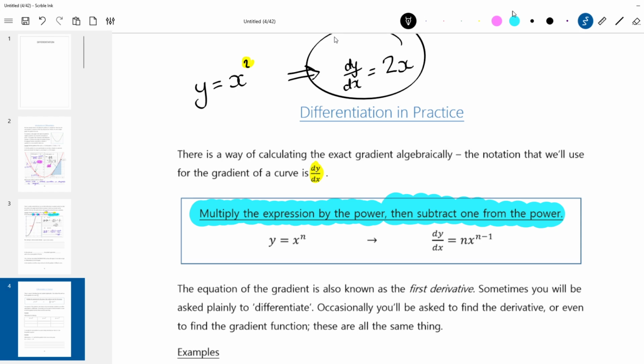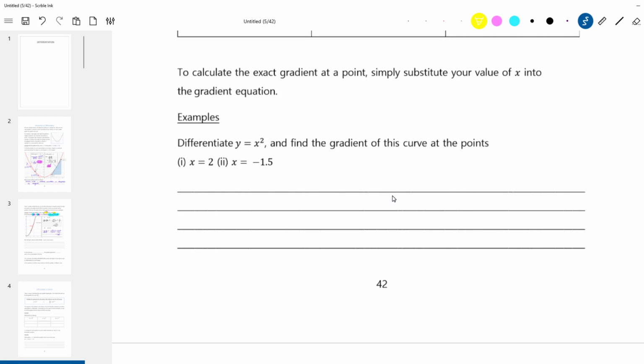dy dx is 2x. And if I want to work out the exact gradient at a certain point, I can just plug an x value straight in here, and then I'll know the gradient. So I'm just going to scroll down. Here's the problem here. So we've got dy dx. Again, I'll just remind you of the process. You bring the power down, put the 2 in front, and take 1 off the power. And it is technically a power of 1 here, but I'm just not going to write it.